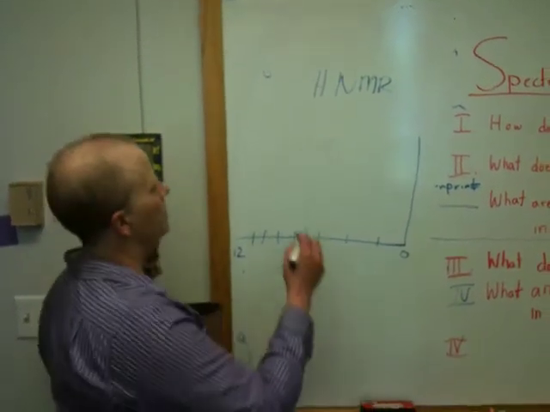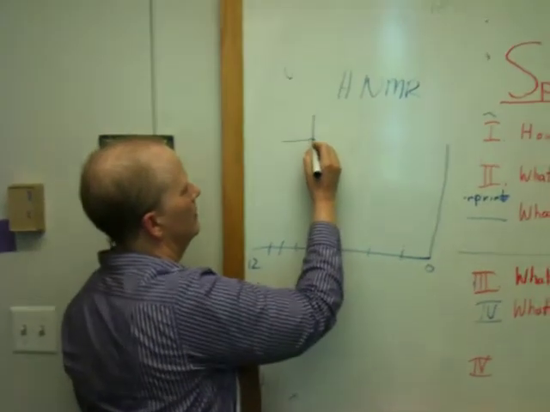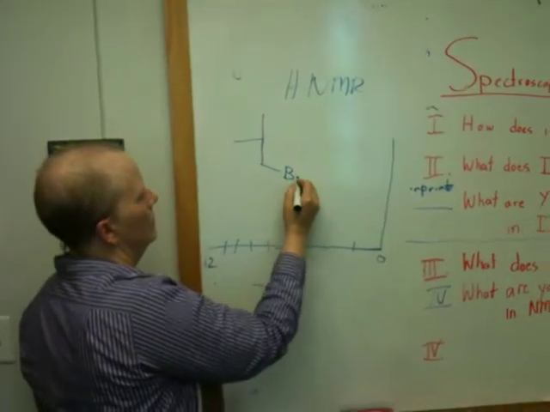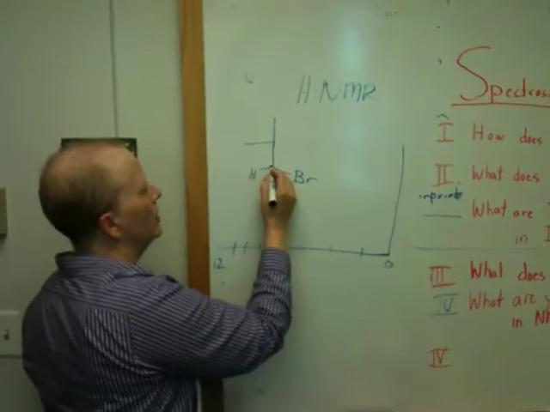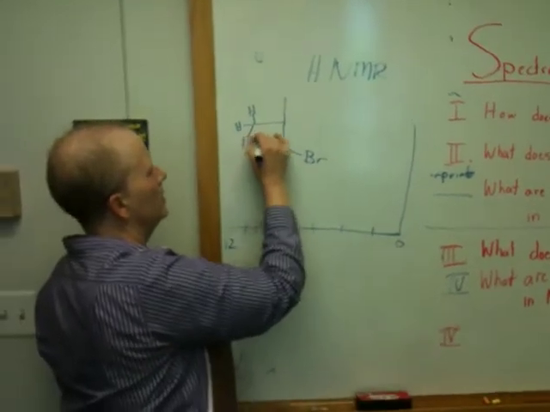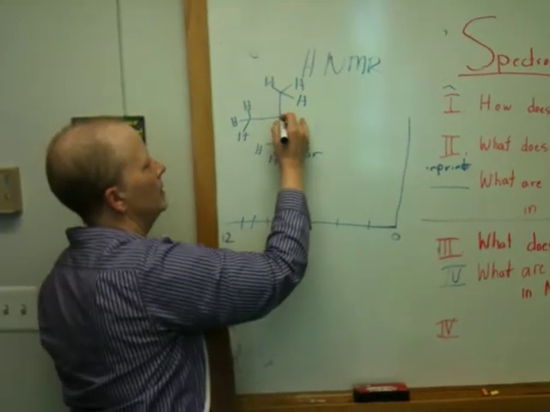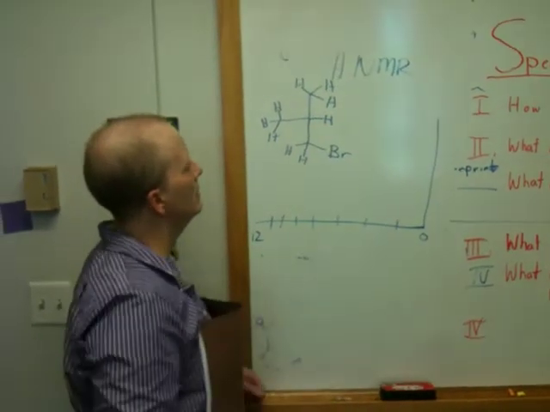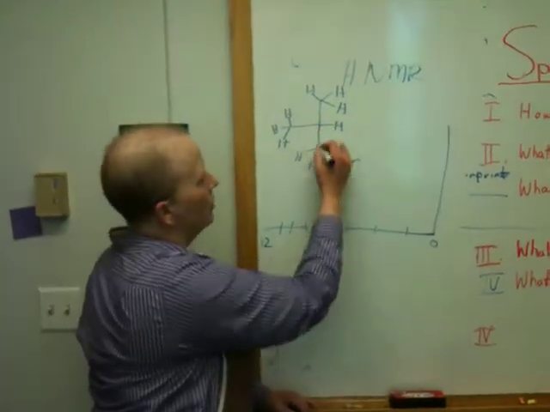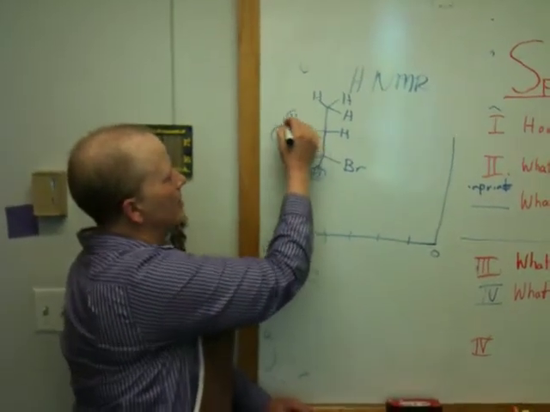So for example, supposing I had this molecule. I'm going to do something very simple. Something like that. The only thing you're going to see in a proton NMR are the protons. You're not going to see anything else. IR, by contrast, you see the bonds. In IR, you look at the bonds in the molecule. In NMR, you only see the protons, because these are the little magnets that are undergoing that flip.